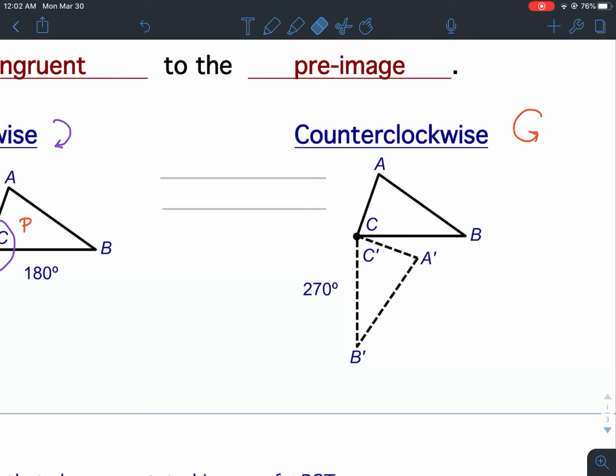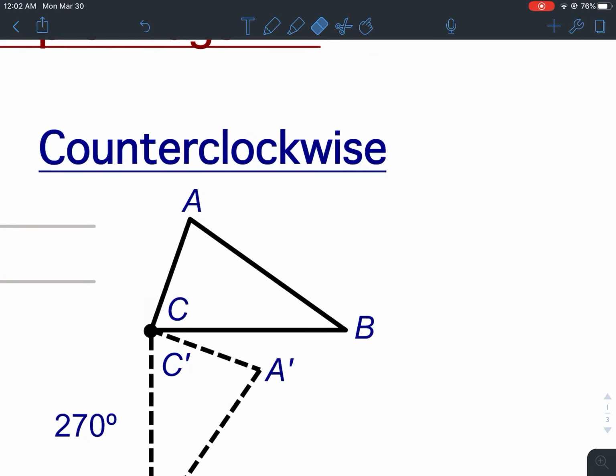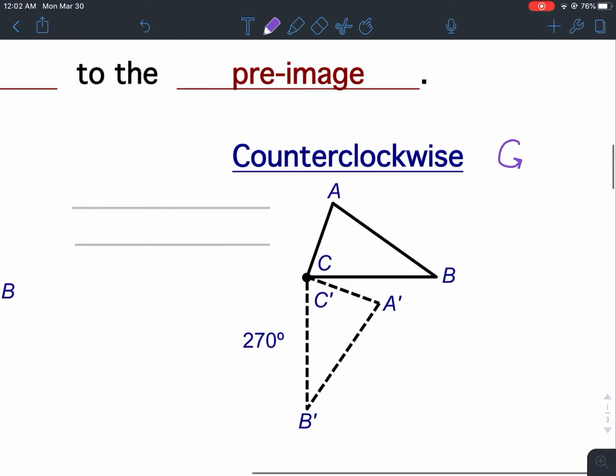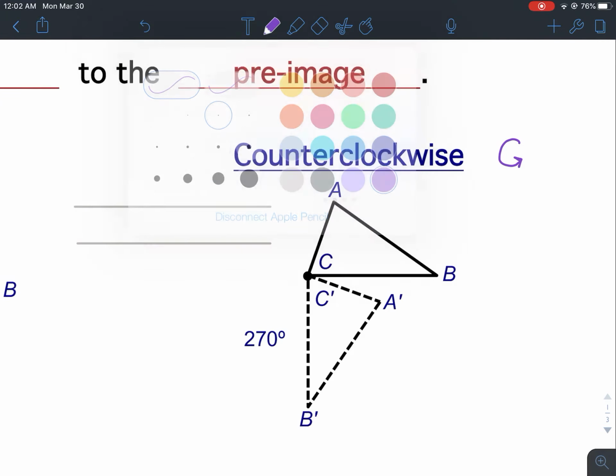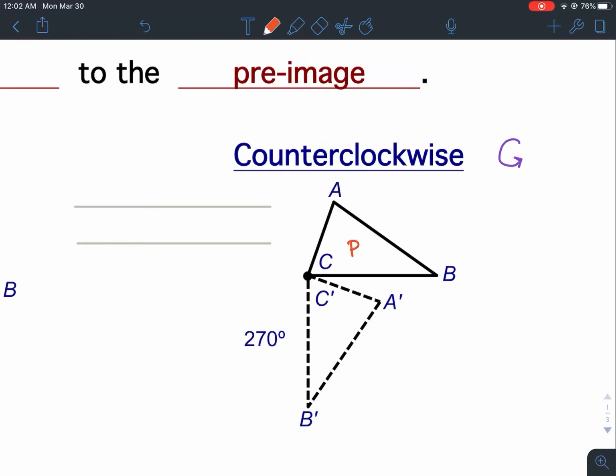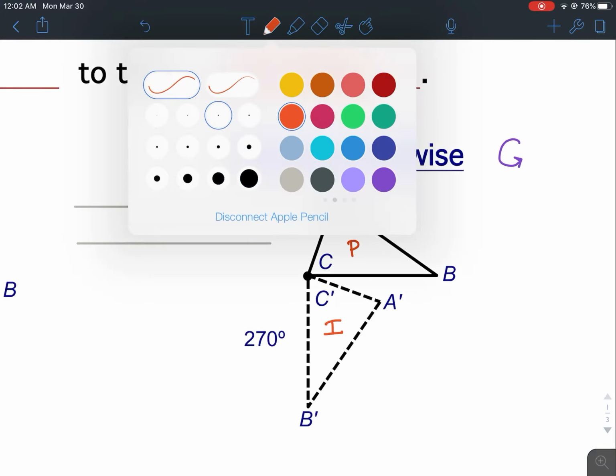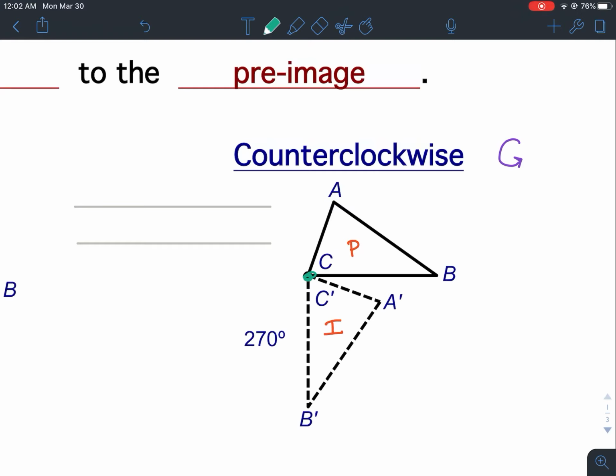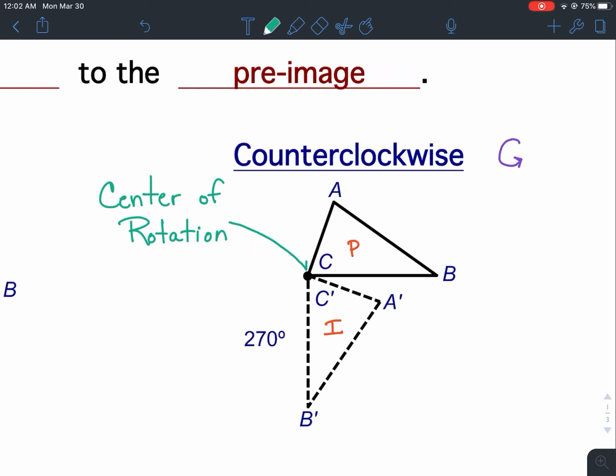Counterclockwise. Sorry, I'm going to fix this one too. All right, counterclockwise goes the opposite direction. This would be our pre-image. This is our image. This point here in the center is your center of rotation. And this time, it rotated 270 degrees counterclockwise.